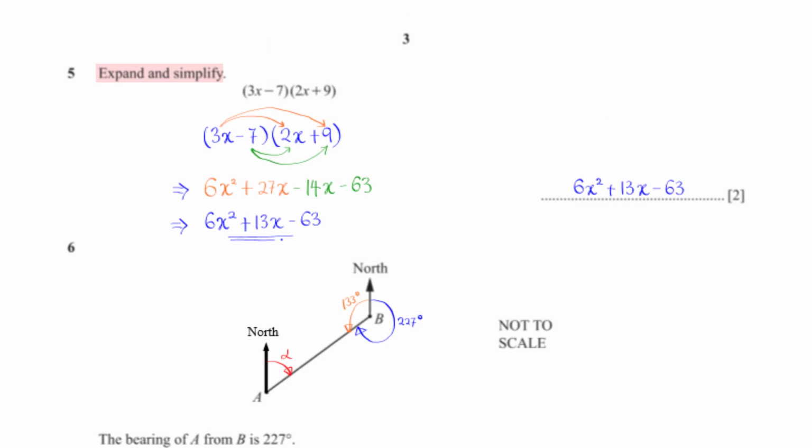Expand and simplify (3x minus 7)(2x plus 9). 3x times 2x is 6x squared. 3x times 9 is 27x. Negative 7 times 2x is negative 14x. Negative 7 times 9 is negative 63. So we have 6x squared, 27x minus 14x gives us 13x, minus 63.